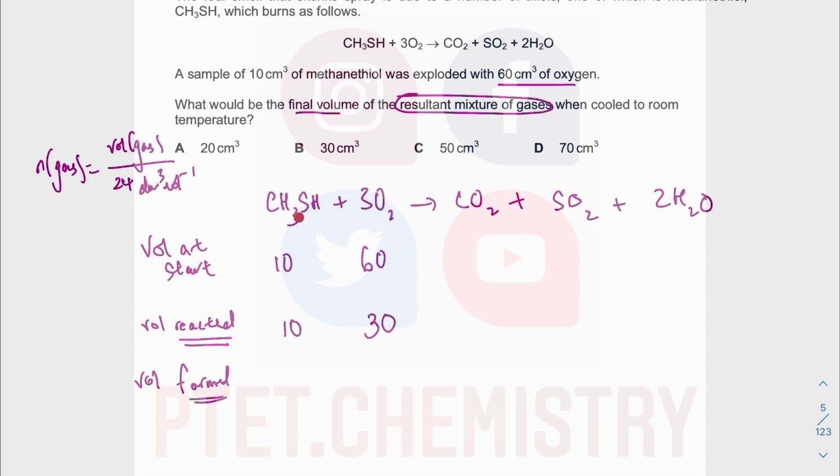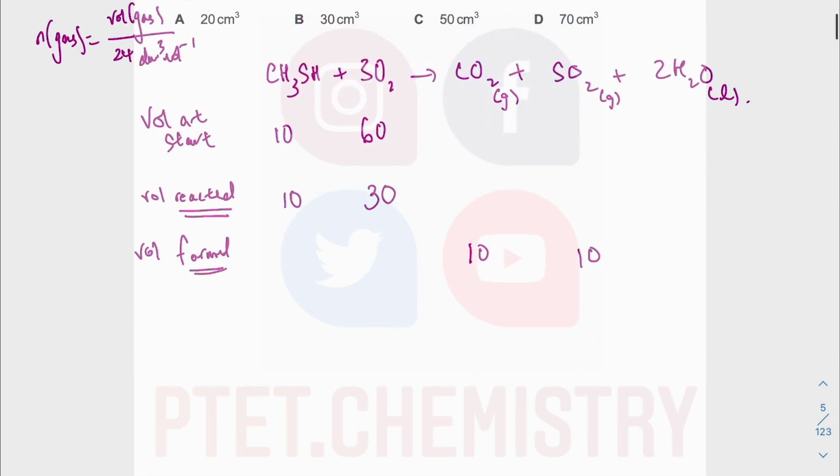So 1 mole of this reacts with 3 mole of this, to give you 1 mole of this and 1 mole of this. This is water at room temperature, cooled to room temperature. This is still going to be a gas and liquid, right? Because 1 mole of this forms 1 mole of this. When you have 10 cm cube of this that burns, you will get 10 cm cube of CO2. You will get 10 cm cube of SO2, because 1 mole of this burns to give you 1 mole of it and 1 mole of it. Okay, because of the mole ratio.